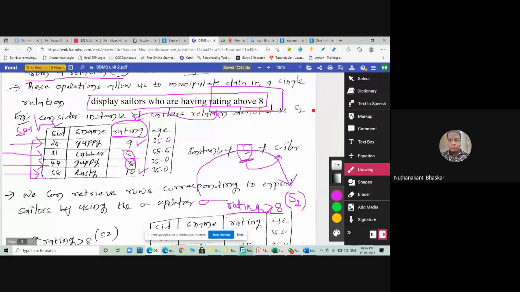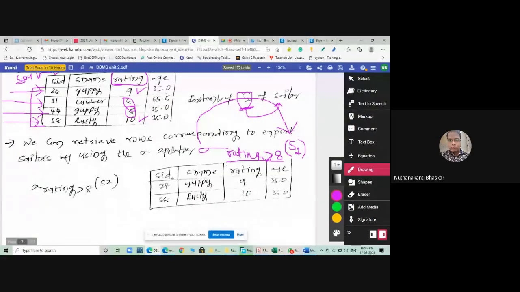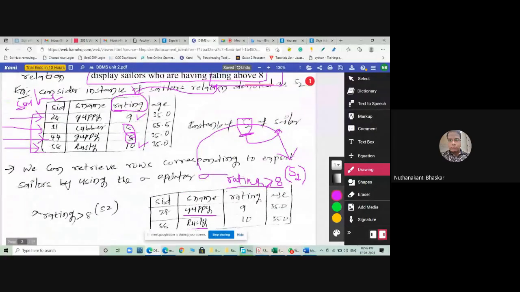Now understand how to write the selection operation. For that, the result is here. We will get FP and Rusty, because the rating is greater than 8 only, 9 and 10. Do you understand how to write the selection operation, everyone? Yes, sir.